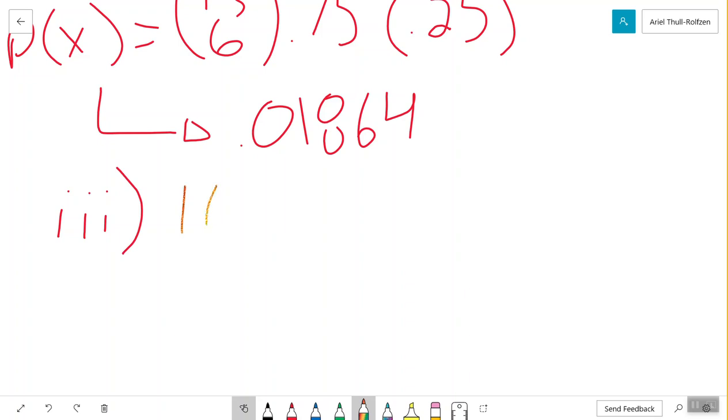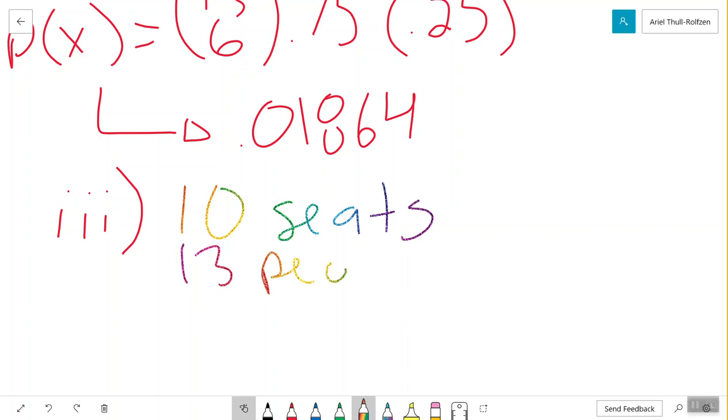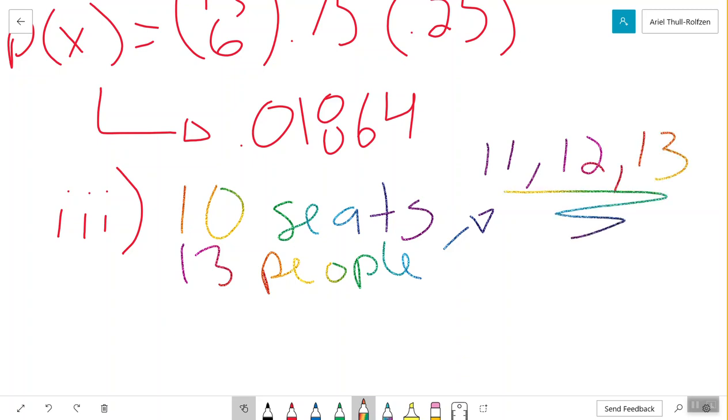So if we got 10 seats, but we're booking 13 people, and we're thinking, okay, when would I have to compensate people? I would have to compensate if there were 11 people that showed up, 12 people that showed up, and 13 people that showed up. If it were 11, I'd have to compensate 1, I'd have to compensate 2 for 12, and 3 for 13. So down here, I'm going to say, okay, what are my x values?